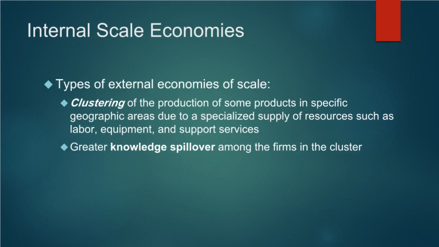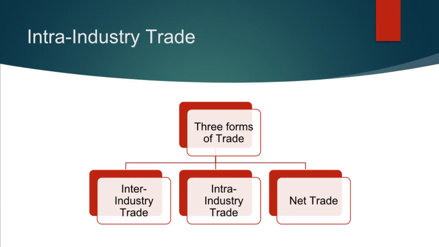There are 2 types of external economies of scale: a specialized supply of resources such as labor, equipment, and support services, which results in clustering of the production of some products in specific geographic areas, and greater knowledge spillover among the firms in the cluster. There are 3 forms of trade occurring between nations: interindustry trade, intra-industry trade and net trade.